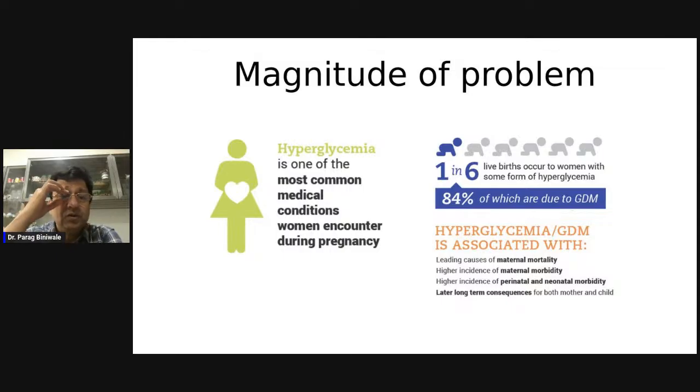Hyperglycemia, in fact, is one of the most common medical conditions that women encounter during pregnancy. It is estimated that 1 in 6 live births occur to women with some form of hyperglycemia, and 84% of which is because of GDM. Why are we concerned about hyperglycemia? Because it is one of the important causes of maternal mortality. There is increased maternal morbidity, and also a higher incidence of perinatal and neonatal morbidity. What is most important probably is the long term late sequelae for both mother and the child.